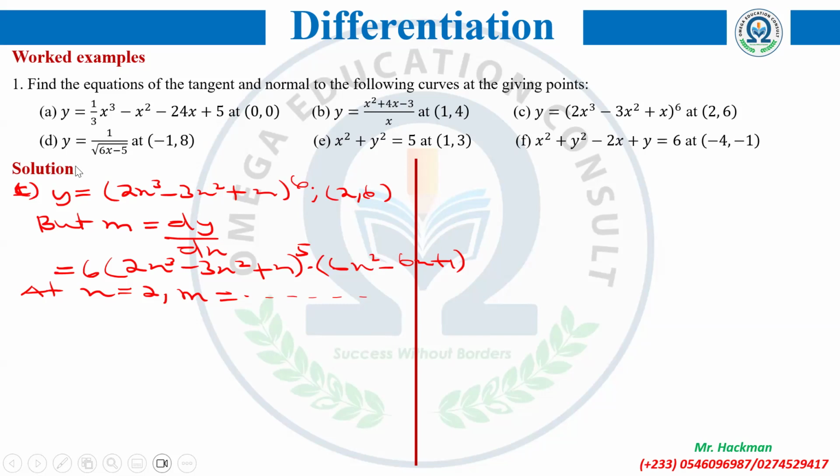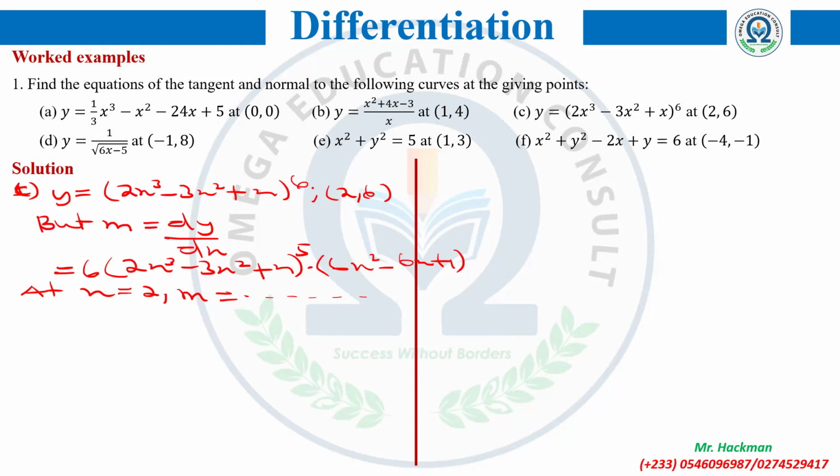Bring the power down, which will be minus half. Keep your 6x minus 5. Reduce the power by 1, so it will be minus half minus 1. That will give you minus 3 on 2, that is minus 1.5. Then that is not all: times the differential of what you have here. So it will be times 6. If you differentiate what you have here, it will give you 6. So at that point, you are through with your differentiation.